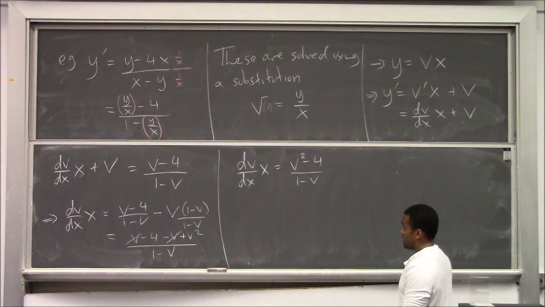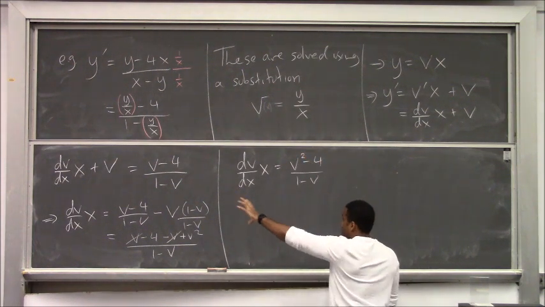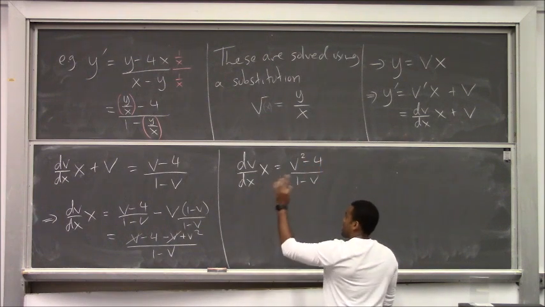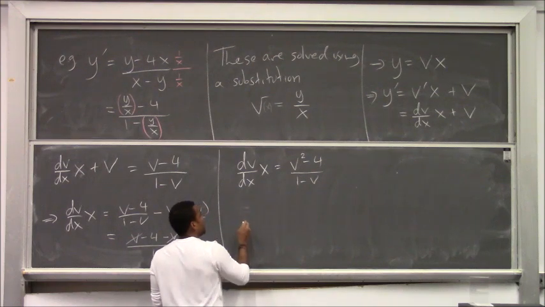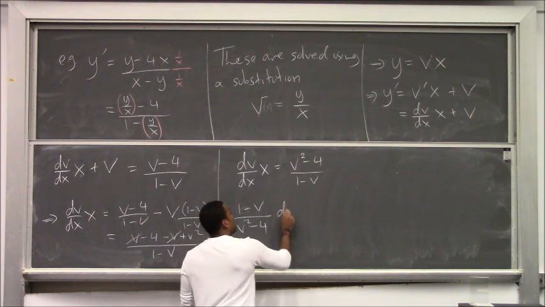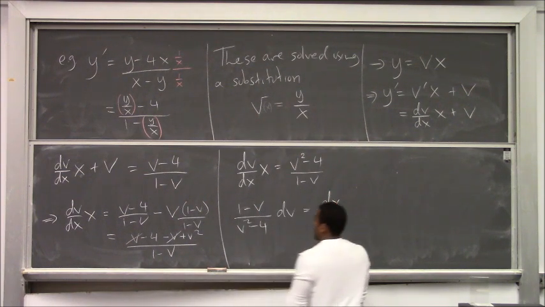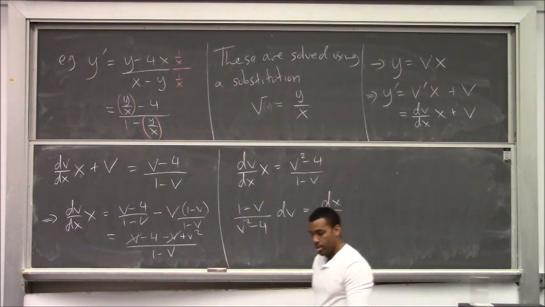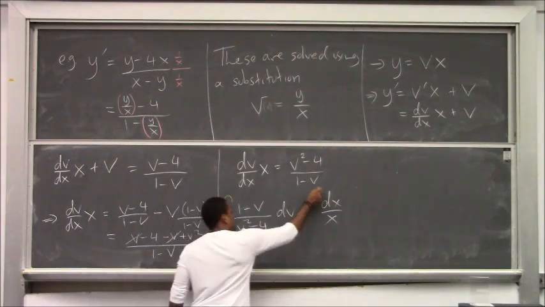How did you say we can continue? Now we can move the dx over to the right side, and this entire thing can go under. So if I divide by this entire fraction, it's the same as multiplying by the reciprocal. So this ends up being 1 minus v over v squared minus 4 dv. And this side becomes dx over x. Now everything's separated. At this point, I can integrate both sides.